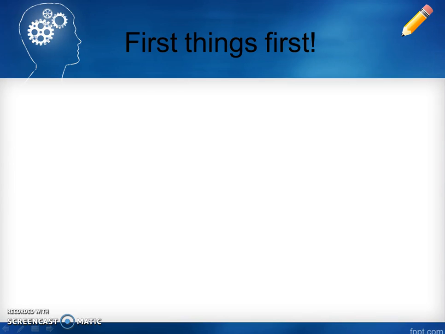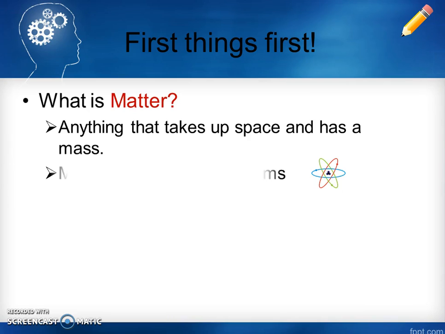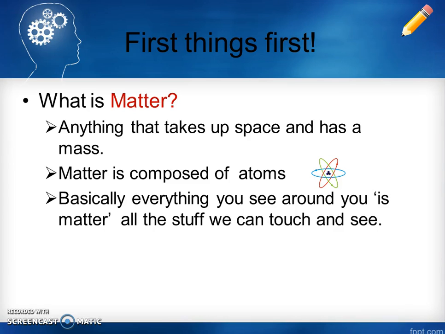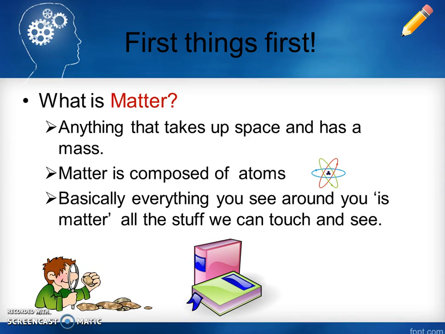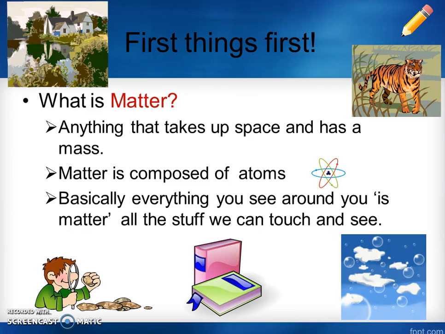Okay, first things first, what the heck is matter? Well, anything that takes up space and has a mass is matter. Matter is composed of atoms. So basically, everything you see around us is matter. All the things we can touch and see, to even the air that's around us. Animals, plants, you name it. Matter. Everything there is made of atoms.